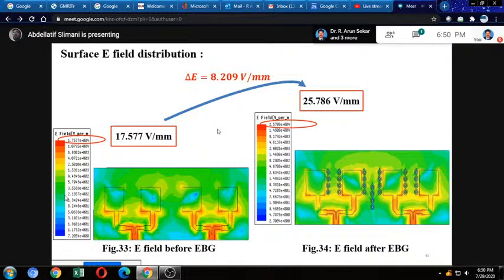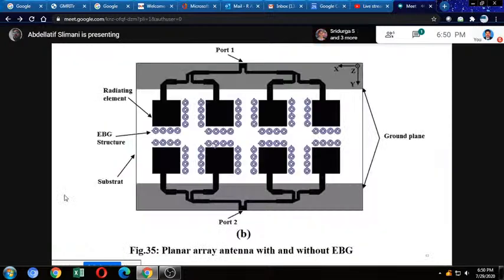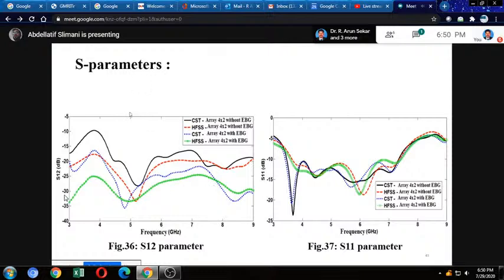The second example, we have a planar array antenna. So we have here 2 ports of excitation to study the transmission between these 2 ports. Okay, so we have planar array antennas with and without OBG structures. So S parameters. Figure 36, we have the transmission coefficient before and after putting OBG structures, and figure 37, we have the S11 parameter before and after putting OBG structures. So we can observe that when we put OBG structures, the transmission decreases and the matching in our array antenna is improved also.